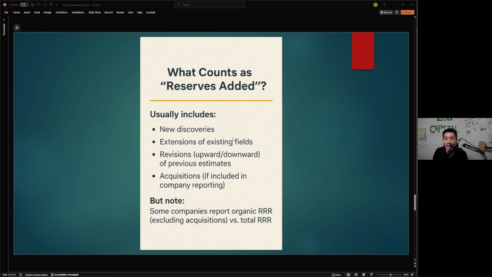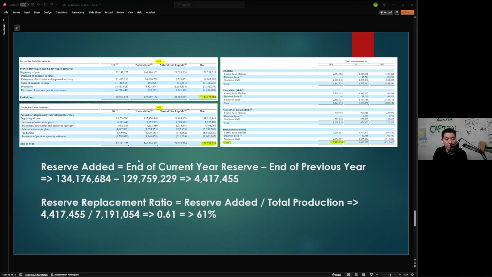So what counts as reserves added? Usually it includes new discoveries, extensions of existing fields, revisions upward or downward of previous estimates, or even simply acquiring another company. A company may or may not report this number directly in their 10K. If they do, that's great. But if they don't, you can calculate this yourself. Just take the reserves added and divide it by the annual production.